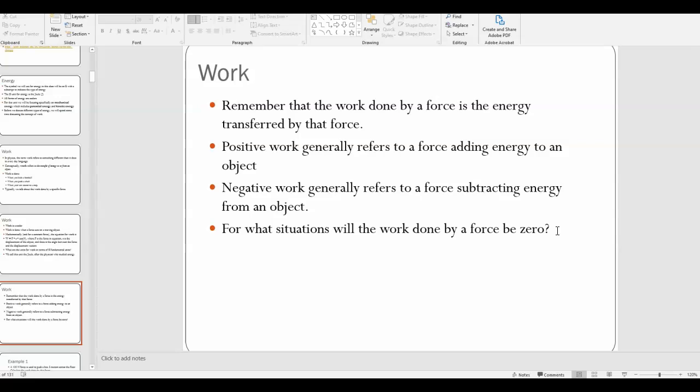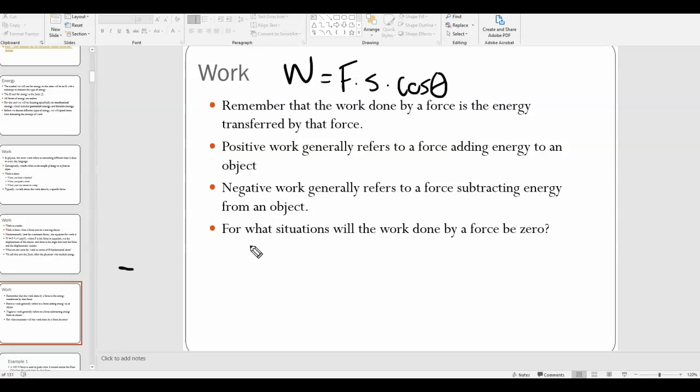Okay, now I want you to think carefully for a second. I want you to look at the equation for work, Fs cosine theta, and try to figure out the situations in which the work done by a force is zero. For what situations will the work done by a force be zero? And I'll give you a hint, there's three possible answers, although one of them is maybe trivial. So see if you can figure that out.